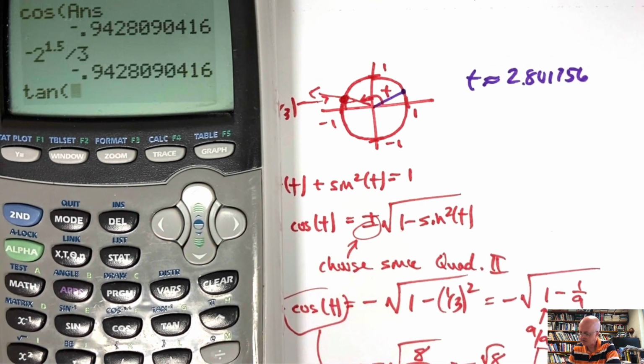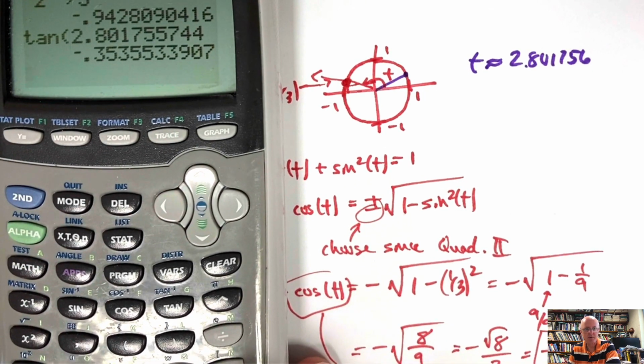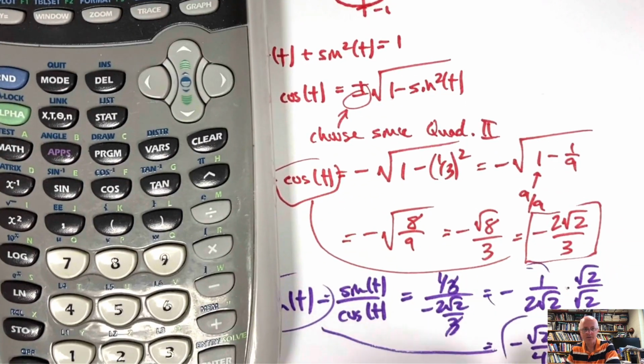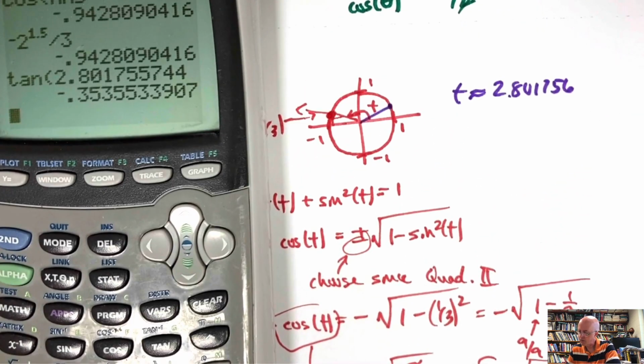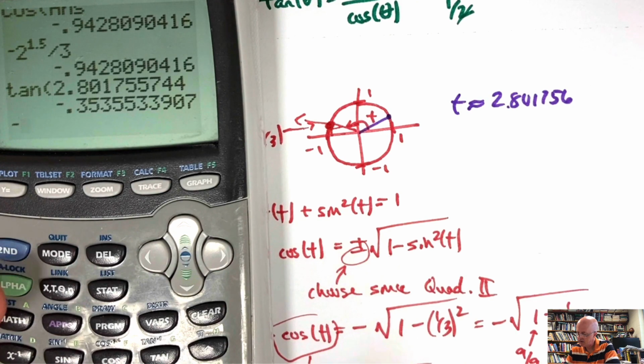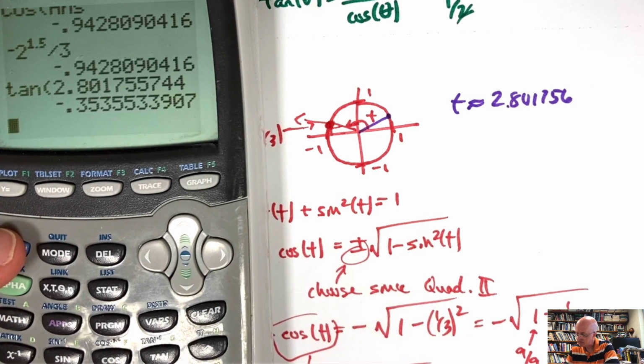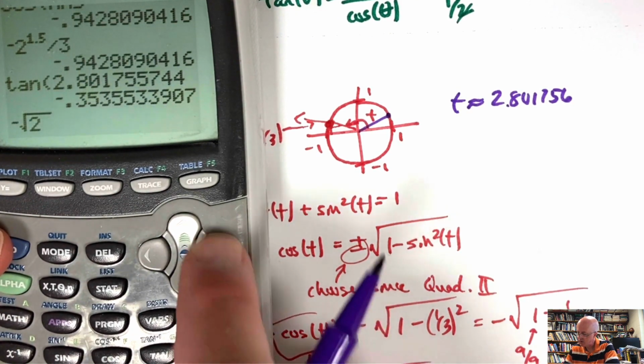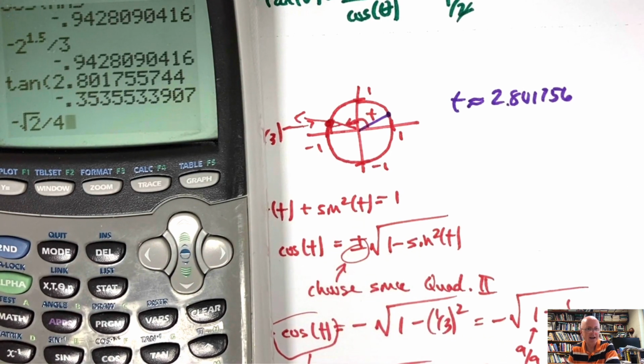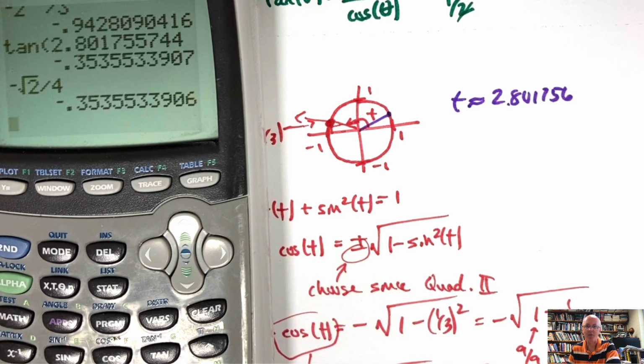Tangent of t, t was about 2.801755744. It's about negative 0.35355. So that should be the value here, negative root 2 over 4. Negative root 2 over 4 is the same thing. We got the right answer.